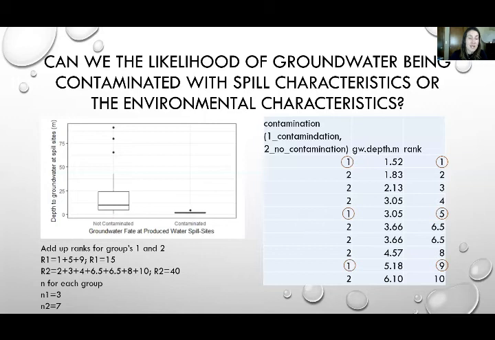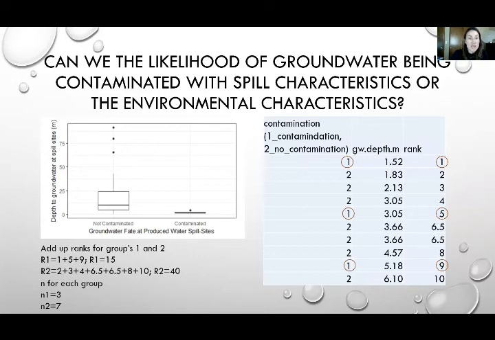So if we go back to the numbers in the lower left-hand corner, you can see for group 1, I've added up 1, 5, and 9. So I get a ranking for group 1 of 15. Now let's do that for number 2. So if I add up all of the different rankings that I found for groups with no contamination, I get the ranks 2, 3, 4, 6.5, 6.5, 8, and 10. And I add all of those numbers up and I get a ranking for group 2 of 40.